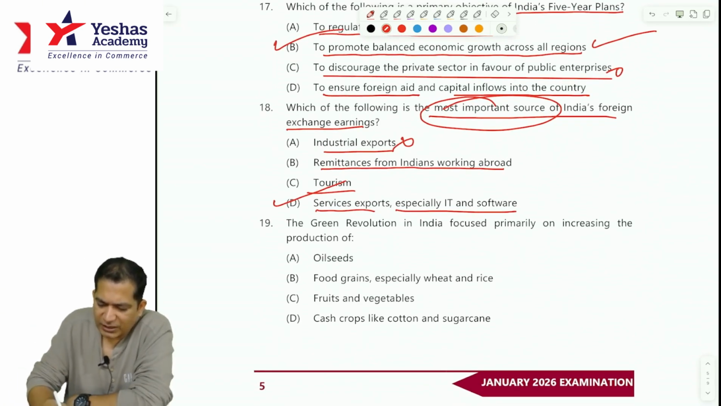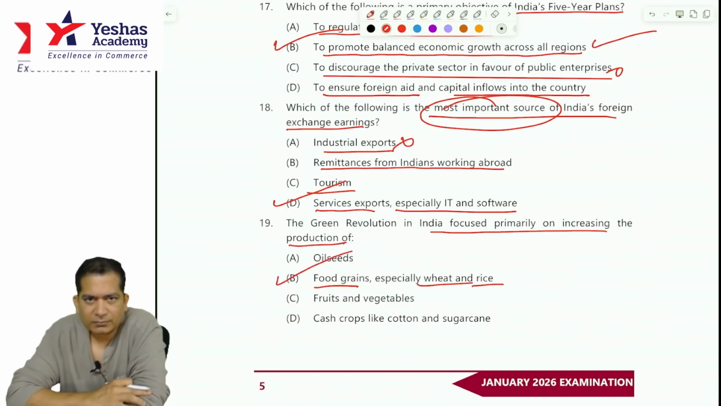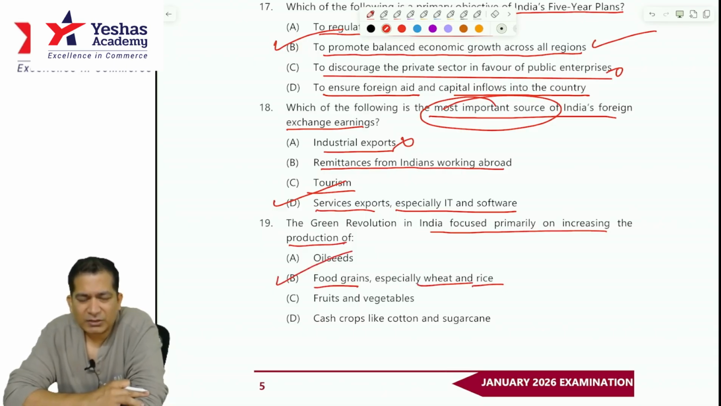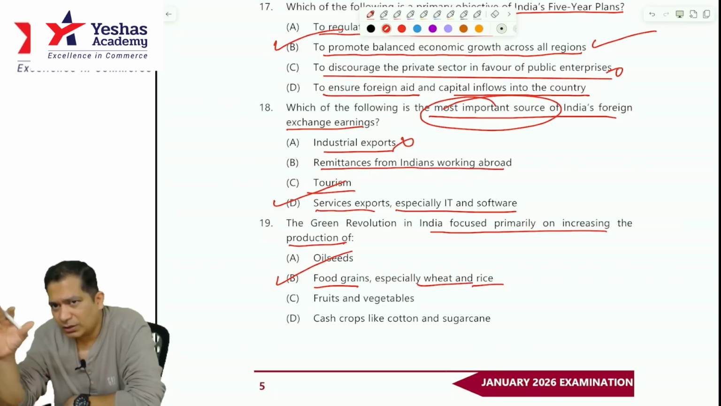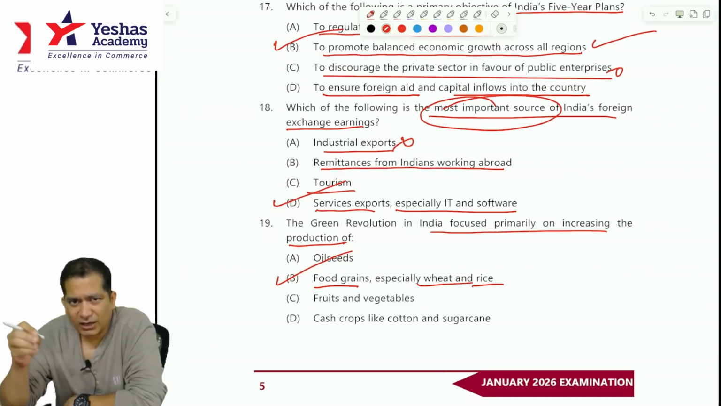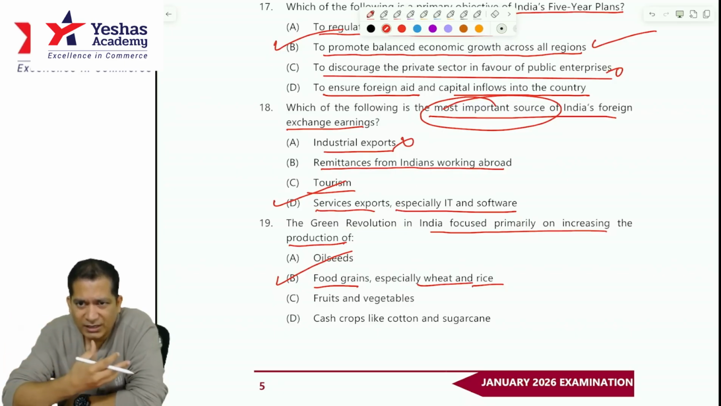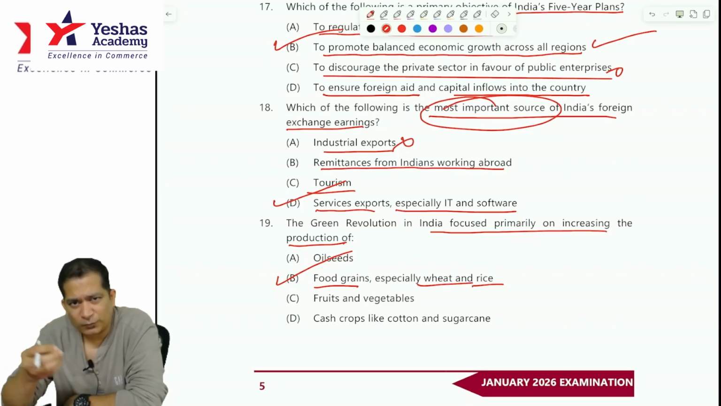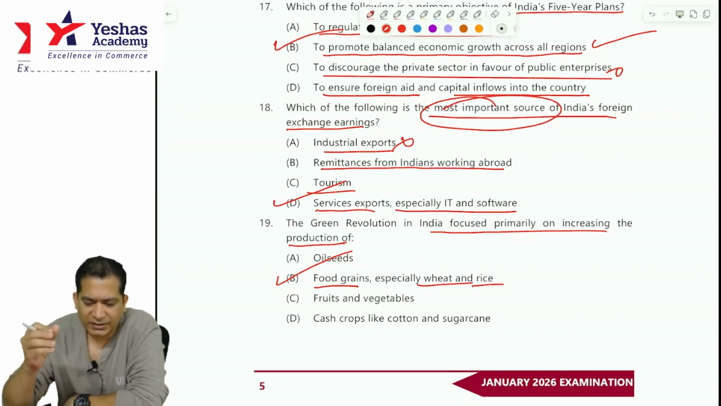Green revolution in India focused primarily on increasing production of food grains, especially wheat and rice. Right? M.S. Swaminathan was considered the father of green revolution, and he was the one who learned from Norman Borlaug, who was a Mexican agriculturalist who first used the concept of genetic modification, and that we adopted in India, due to which India became from a food deficit to food surplus country, at least in terms of wheat and rice.